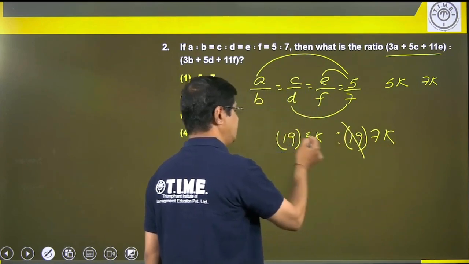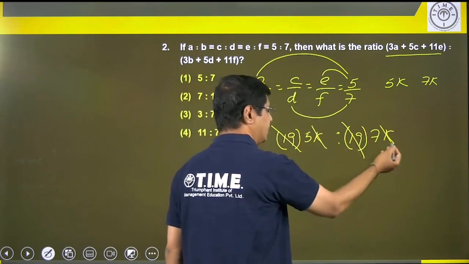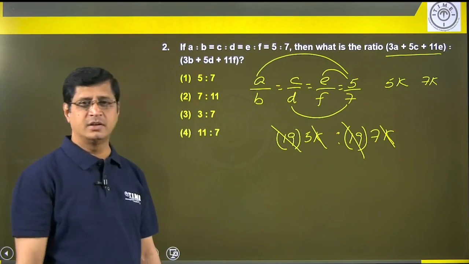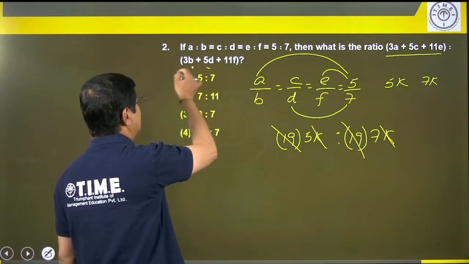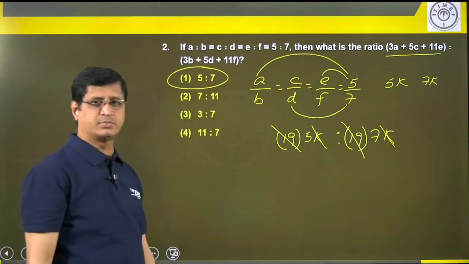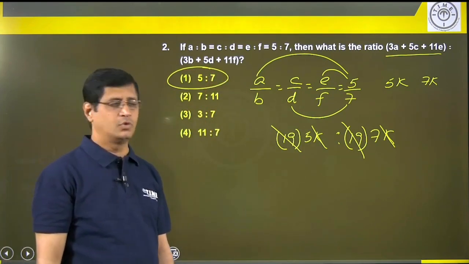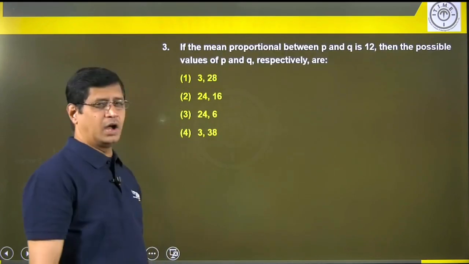So what is the discussion here? The ratio is to be found. K gets cancelled as well as 19. The result is 5:7. Now the ratio 5:7, answer choice 1. The first option is the right answer. Okay. Now look at the next example on your screen.